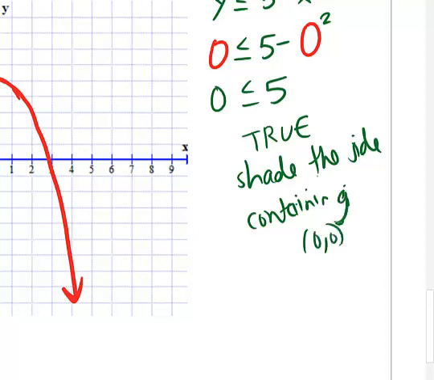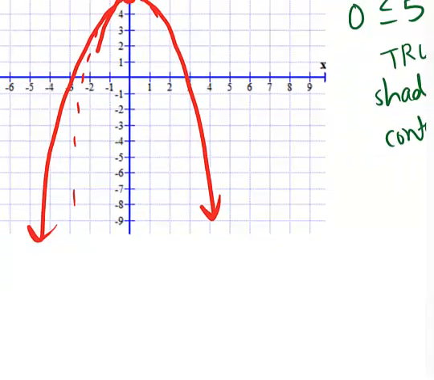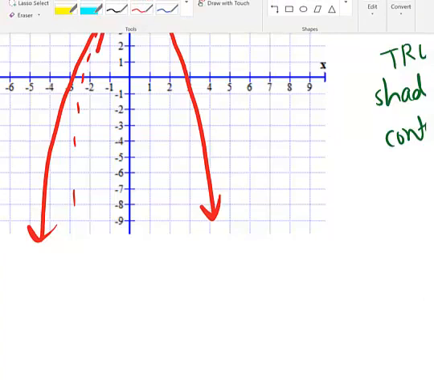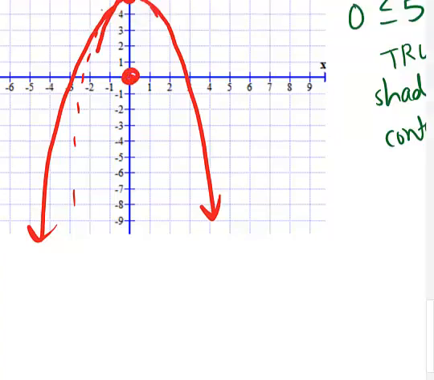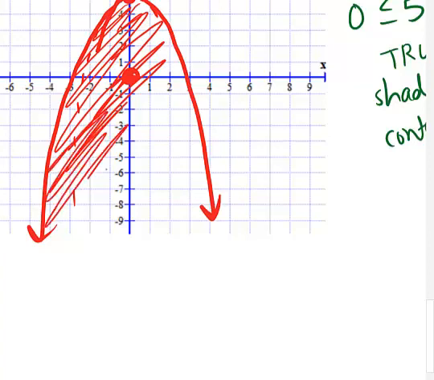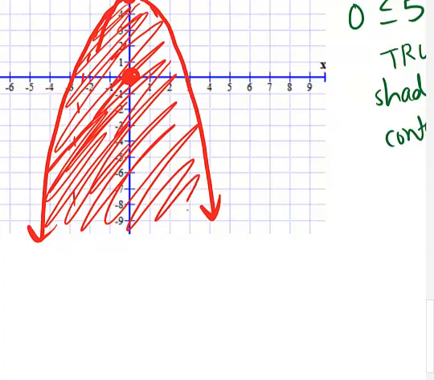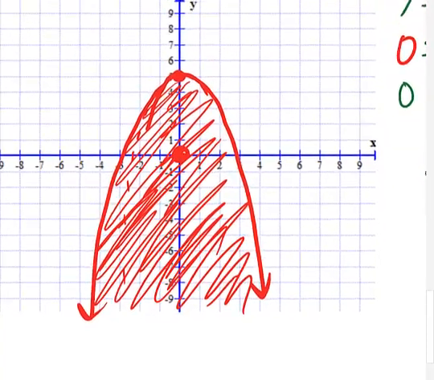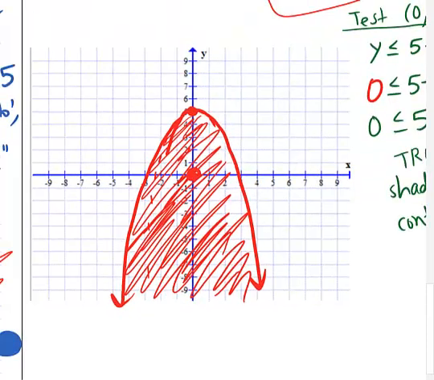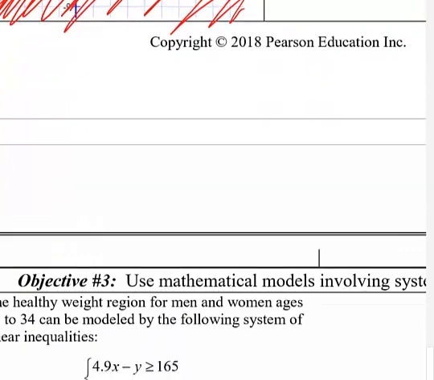0, 0 is the origin, so that was kind of like inside or below the parabola, I guess you could say. This one. So I want everything that's kind of inside or contained within this parabola. But if I had gotten a false, that means this is what I don't want, so I'd shade the opposite, what's outside or above this parabola. Kind of wild, huh? In a good way, though, right?